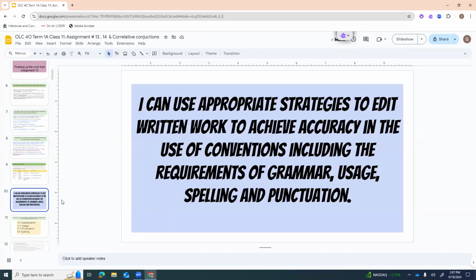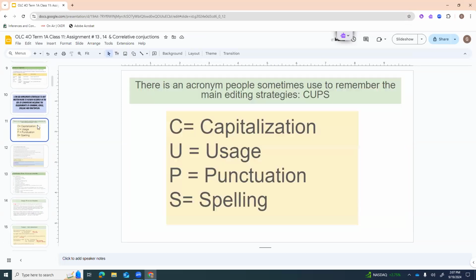Now we're going to be talking about editing. Remember, editing is where you're doing the fussy stuff. You're cleaning up grammar, usage, spelling, and punctuation. We generally refer to those as conventions, right? Okay, so there is an acronym people sometimes use to help them remember the main editing strategies, and that is CUPS. The C stands for capitalization, the U stands for usage, the P stands for punctuation, and the S stands for spelling. So generally, if I'm marking work, I would go through each one of those one by one, and I would check to see that they've got them right. Same thing if I'm doing my own work, right?